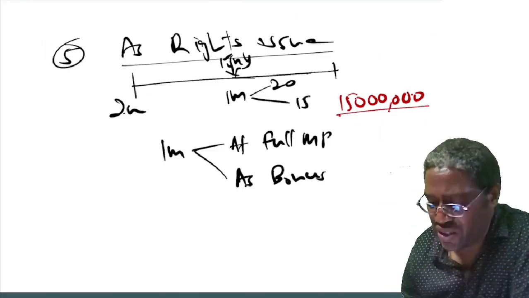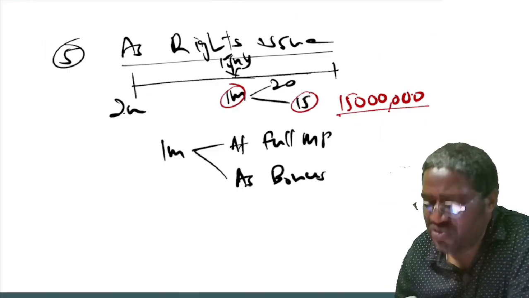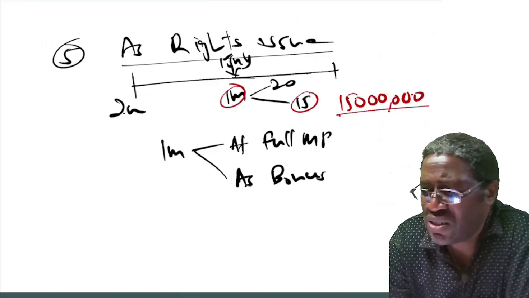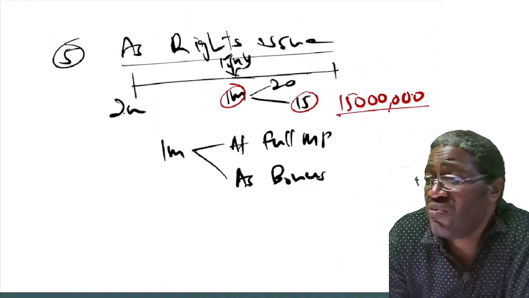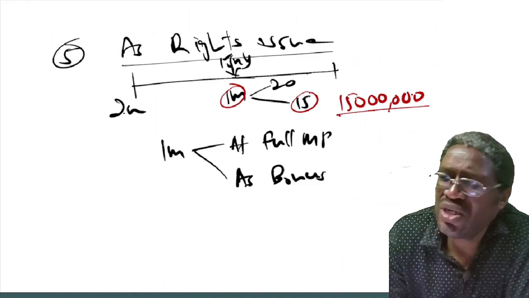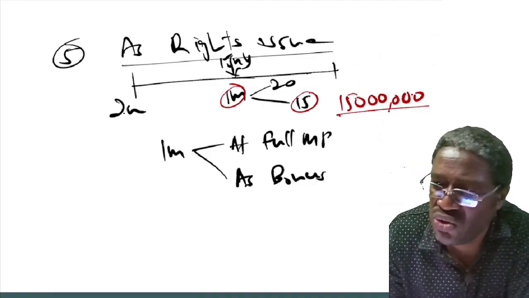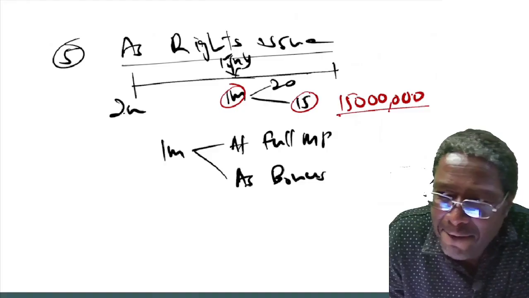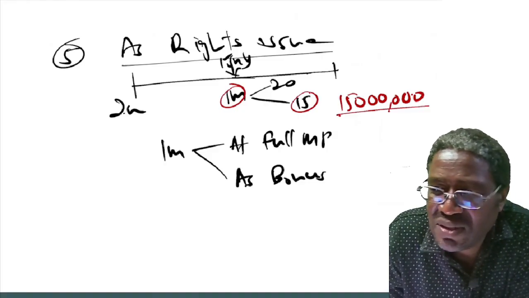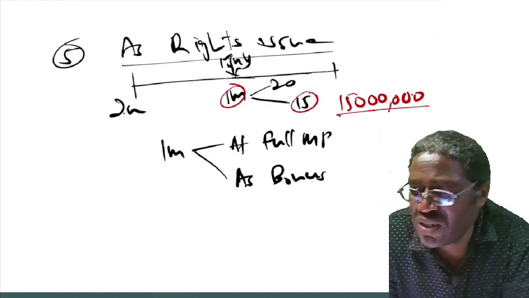How did I get 15 million? 1 million shares times 15 shillings. That's what they paid us. So as a company, we still received 15 million. But now you don't divide that by 20 shillings per share like we did for stock option. So how do you determine the number of shares deemed to be issued at full market price?